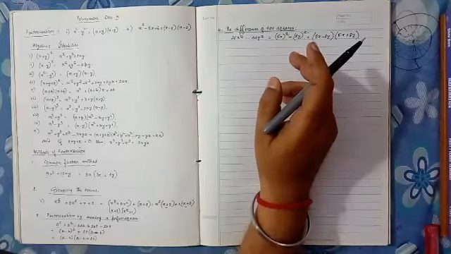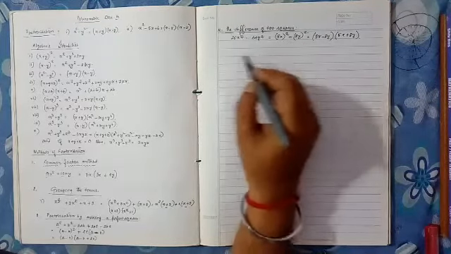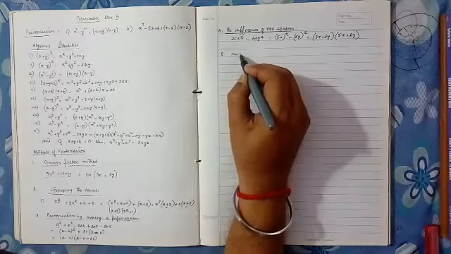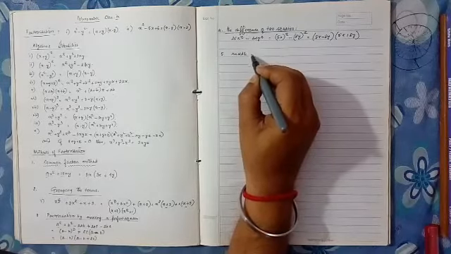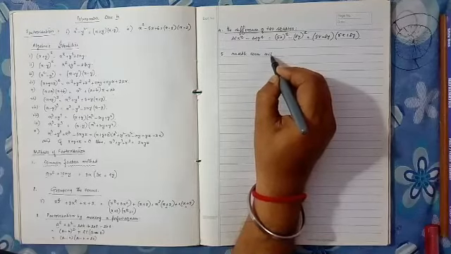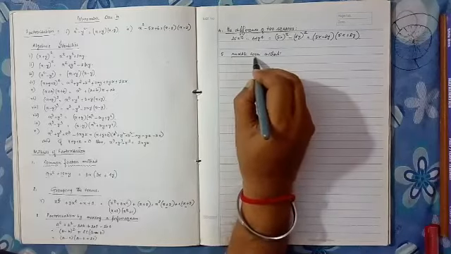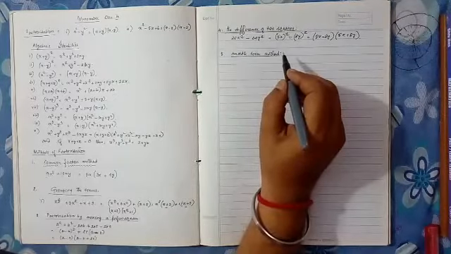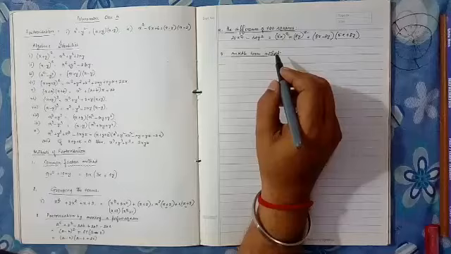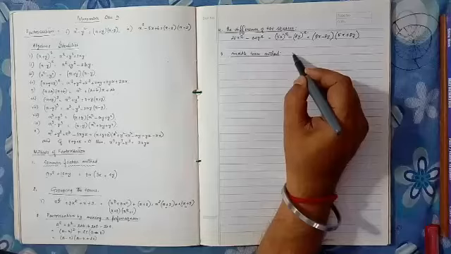Next, quadratic polynomials by splitting the middle term. This is called the middle term method. Now, factorization by middle term method. Let us explain one.